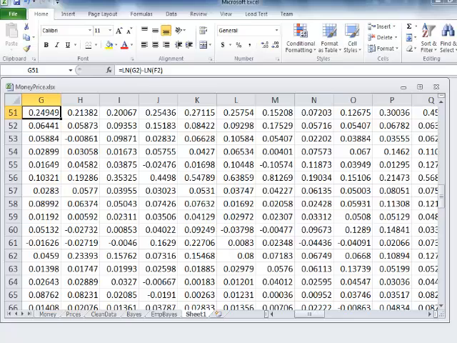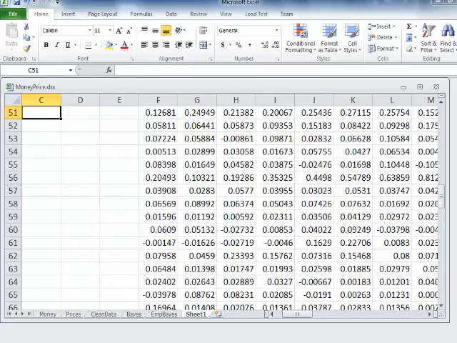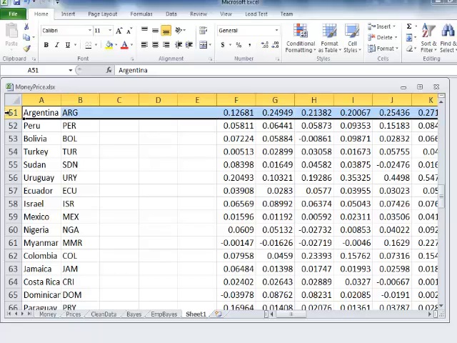There are models which have built-in outliers, and so in those cases we can do analysis without removing outliers. But currently, the way we are working with normal distributions, we can't afford outliers, so I'm going to get rid of Argentina.